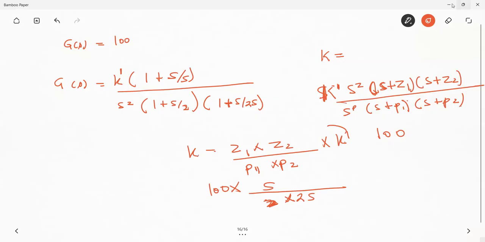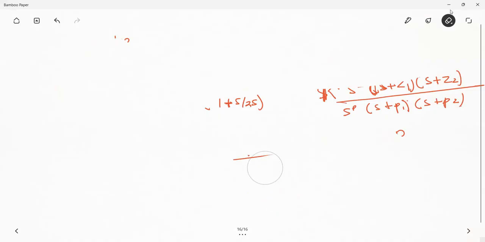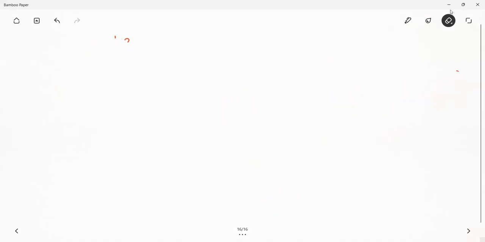I'm not getting this. Yeah, 5 he has taken this. This is a very typical Bode plot question. Anyways, we'll start with this again. In the next class, I'll just go through it. It's not that easy to do on live.